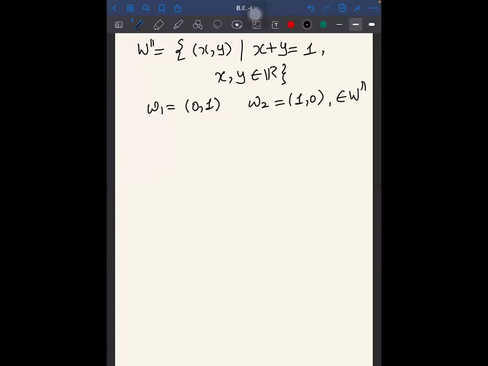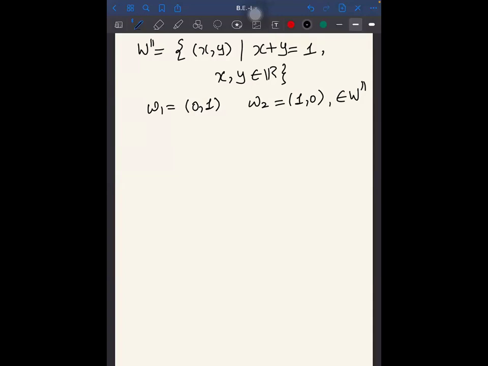So it should be closed under addition and scalar multiplication, right? If it qualifies to be a vector subspace, then it must satisfy the properties of addition and scalar multiplication.